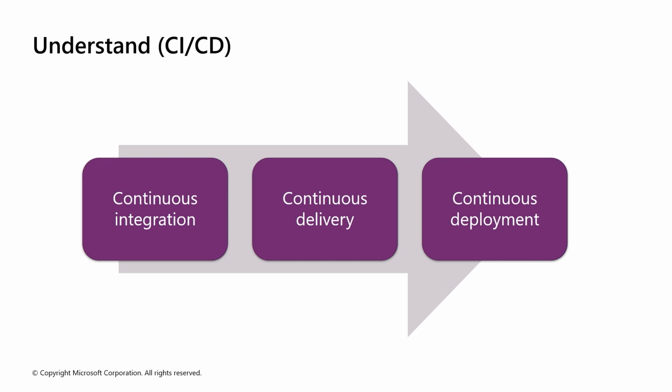In CI, you frequently commit code to a shared code branch or trunk in a version control system, and once it's merged, changes are validated by a build process and automatically tested. Because of this, conflicts between new and existing code are identified earlier in the development process and are easier and faster to fix. Continuous delivery, or CD, happens after continuous integration.